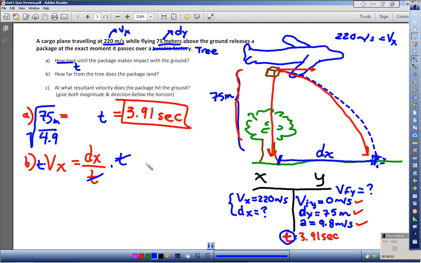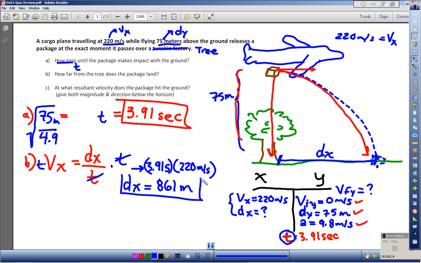And now, if I have the time that it's in the air multiplied by the horizontal velocity, which is 3.91 seconds, times 220 meters per second, then that gives me a total horizontal displacement of 861 meters.